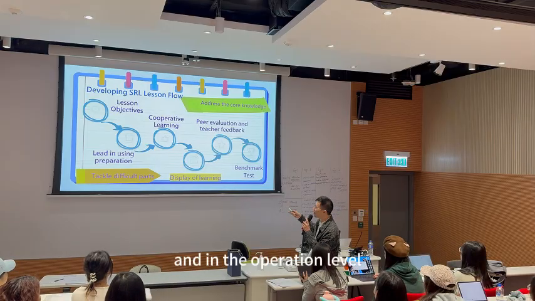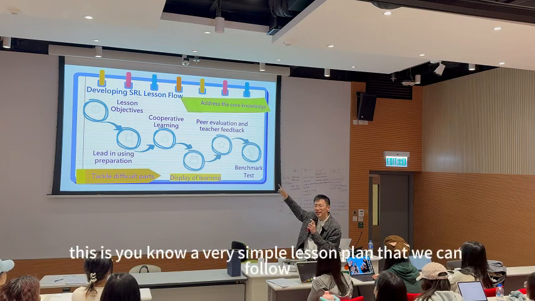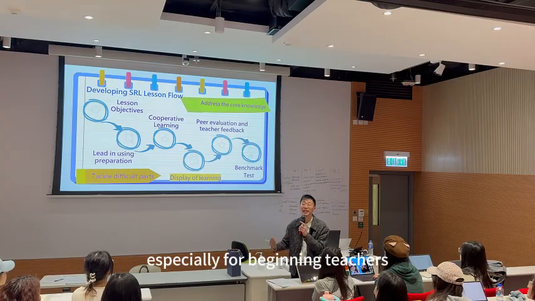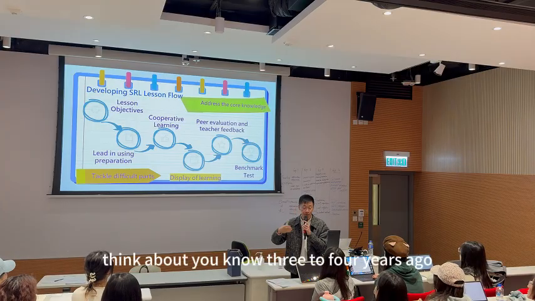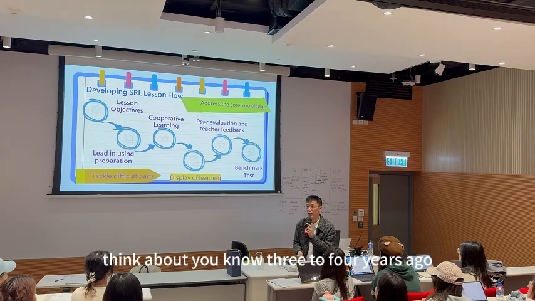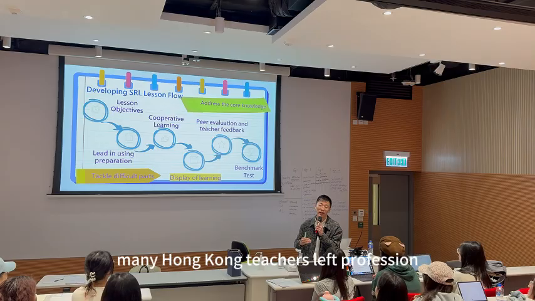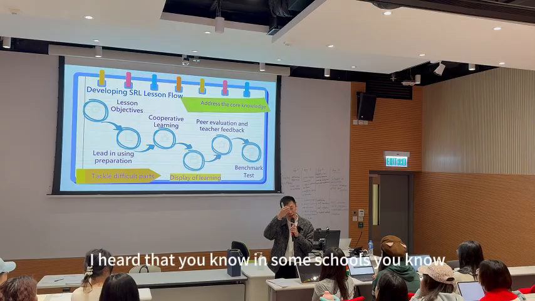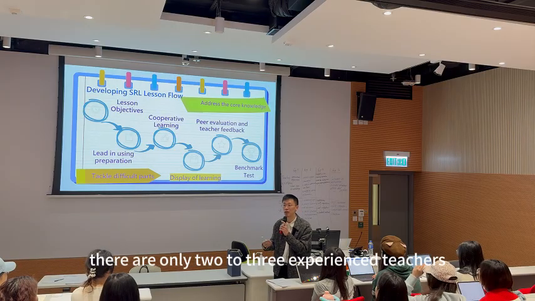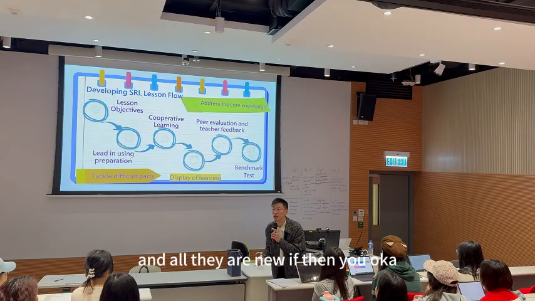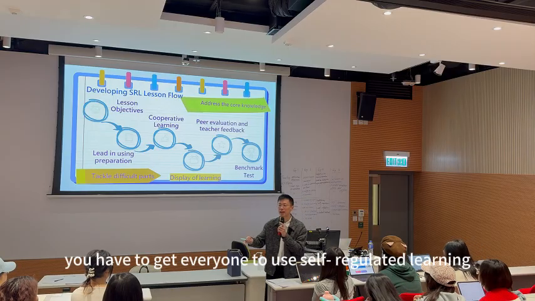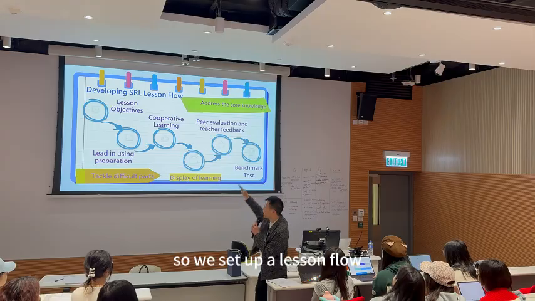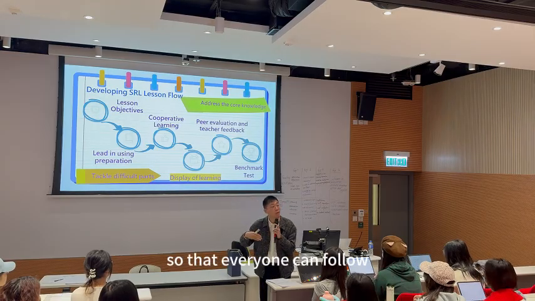So this is, at the operation level, a very simple lesson plan that we can follow, especially for beginning teachers. Think about it, 3 to 4 years ago, many Hong Kong teachers left the profession, and many new teachers joined. I heard that in some schools, in the English department, there are only 2 to 3 experienced teachers, and all the others are new. If I say, Mr. Wong, you have to get everyone to use self-regulated learning, but they're all new, then how can they follow? So we set up a lesson flow so that everyone can follow.